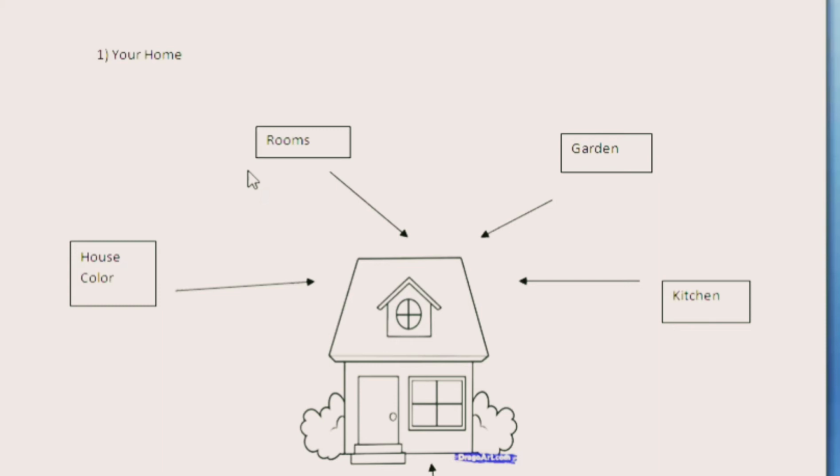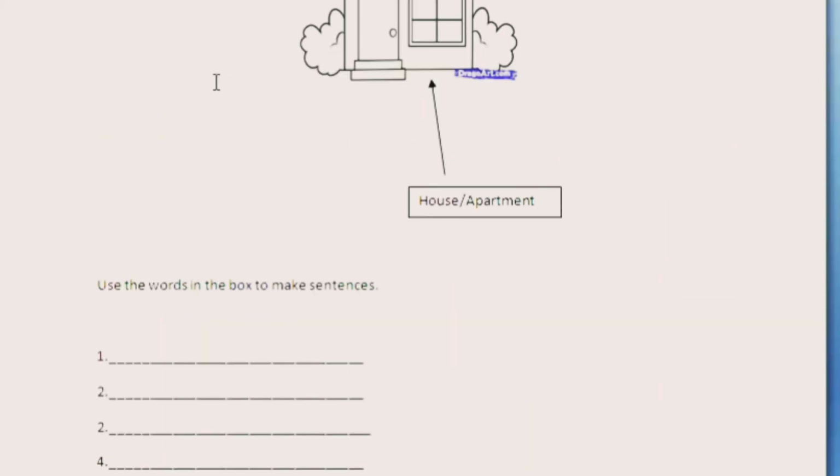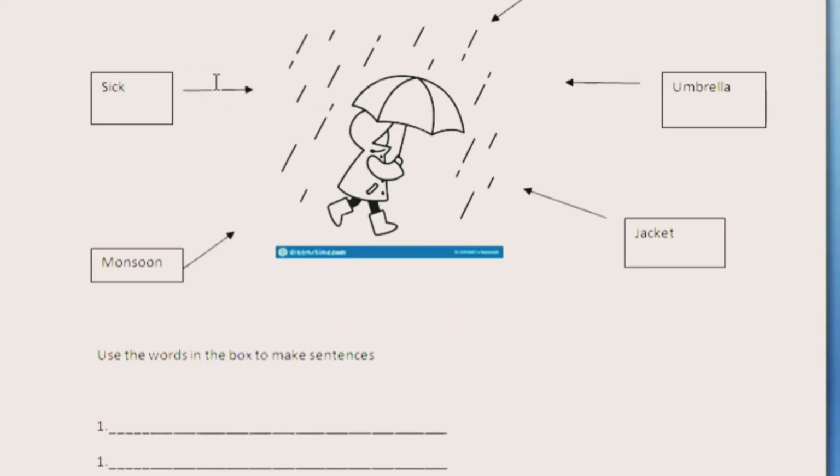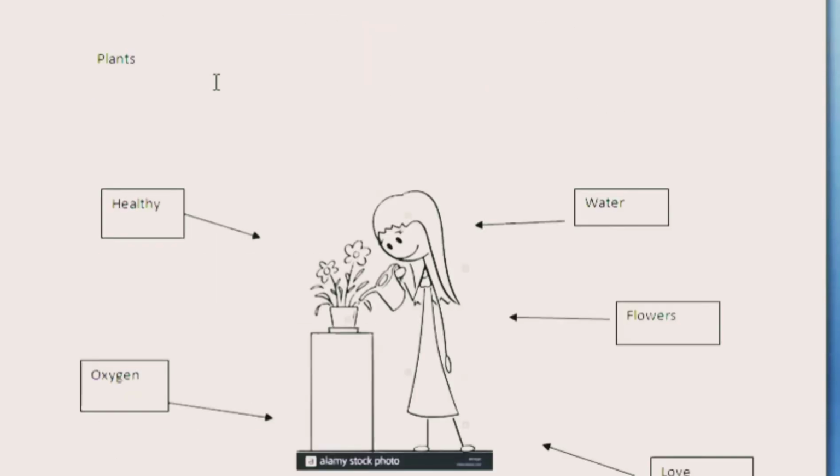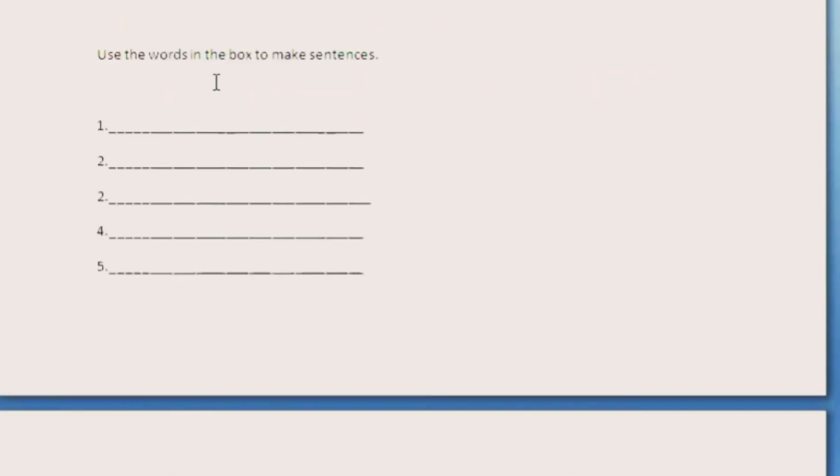Now, for example, in these creative writing, you're going to be having three exercises. Okay, there's one about your home. All right, another one is about raining. All right, and lastly, it is about plants. All right. So how are we going to be doing it?